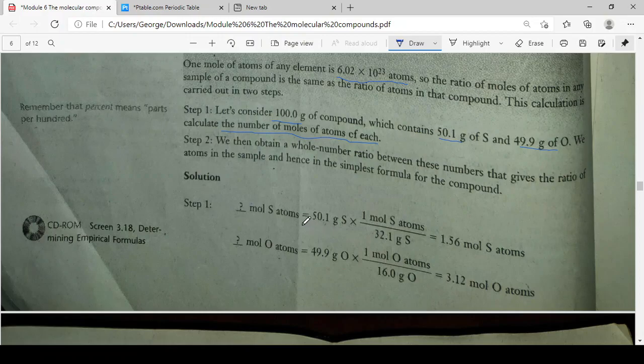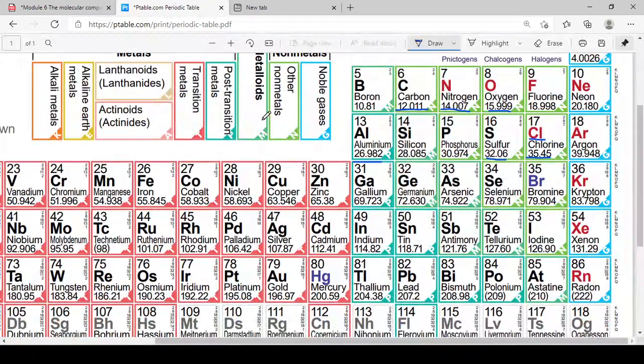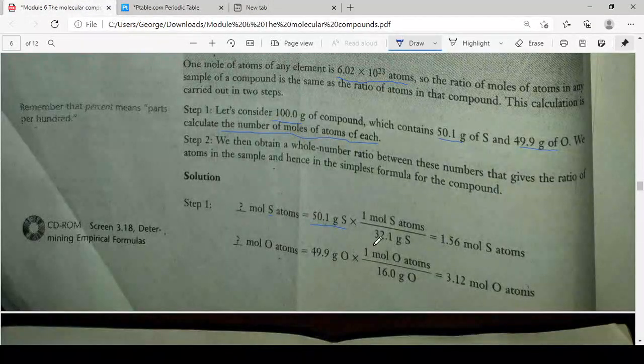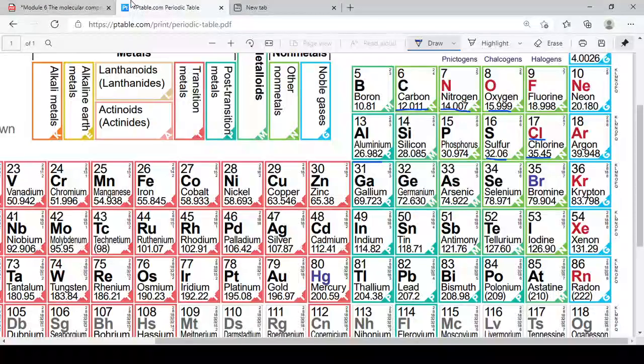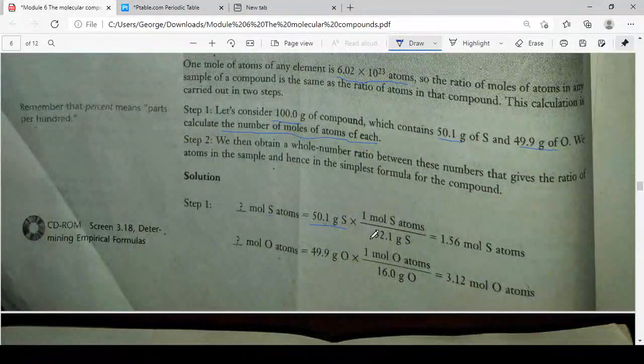So first, we will find sulfur. For our sulfur, how much was given? 50.1, right? Write 50.1. Next, write that 1 mole of your S atoms is always equal to how much? Let's check again in the periodic table of elements. Sulfur, its atomic mass is 32.06. Am I right? Yes. So it is 32.06, rounded off to 32.1 grams of sulfur.